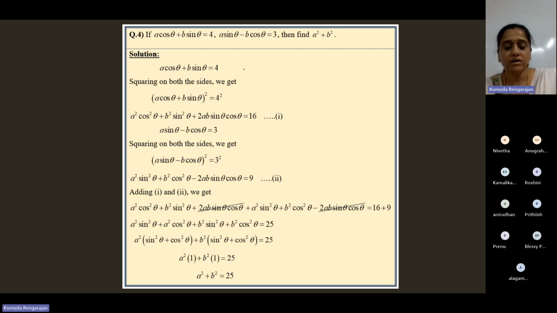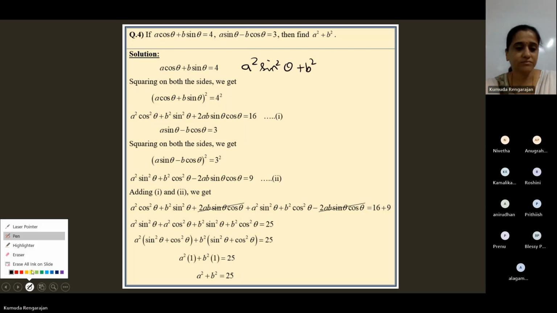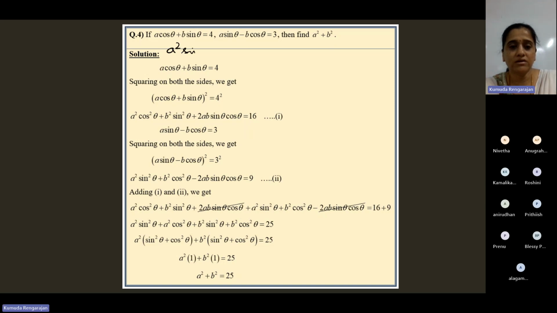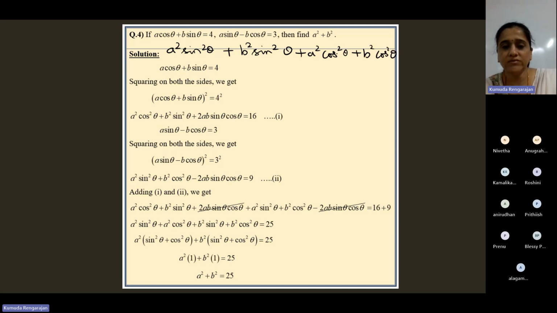So if you group the other way, which are the terms that have sine square theta in common? a square sine square theta plus b square sine square theta, plus a square cos square theta plus b square cos square theta. So here we have grouped these 2 terms because they have sine square theta common, and here because they have cos square theta common. So what's common now? Sine square theta in the first bracket, a square plus b square, and cos square theta is common in the other, so in the bracket, a square plus b square.